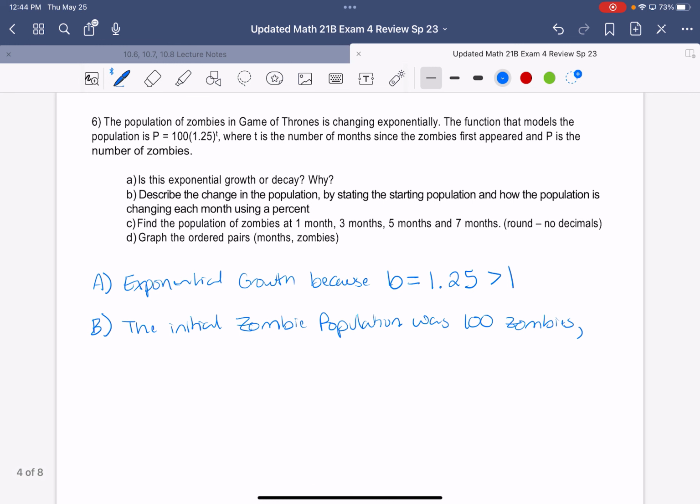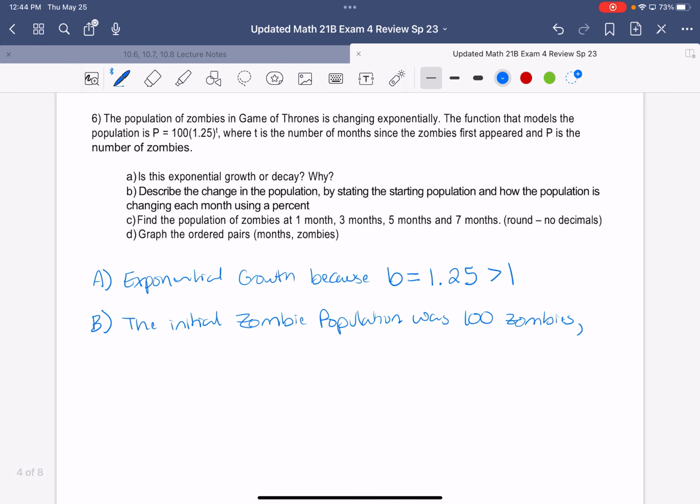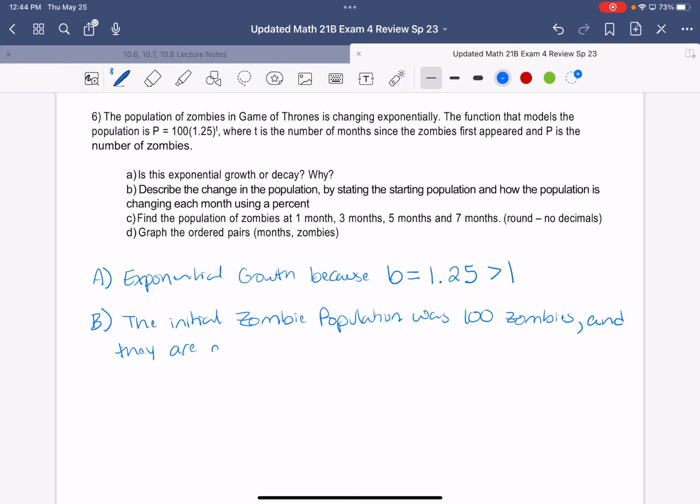Next, it also wants us to describe how the population is changing. They are growing, right? We already determined they're growing. And they are growing at a rate of, and remember, in case you forget how to find the rate, rate equals 1 minus B. So we're doing 1 minus, we said our base B was 1.25, which is 0.25. And it does want a percent form.